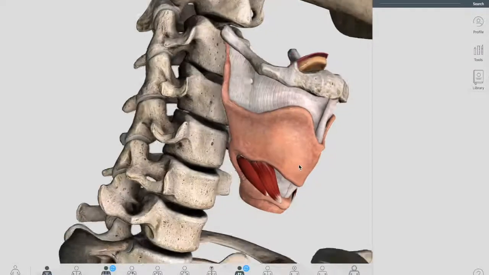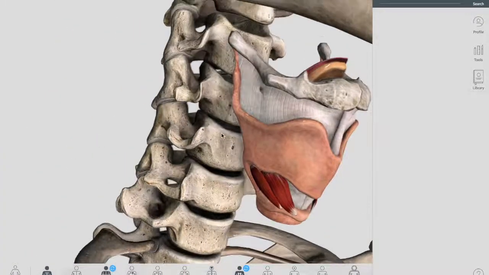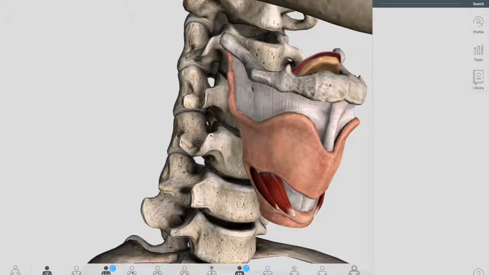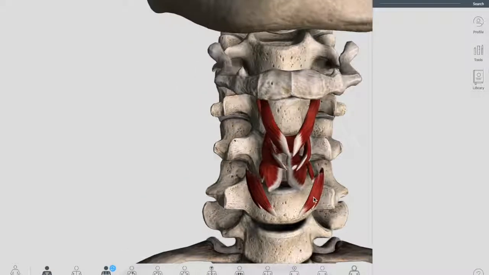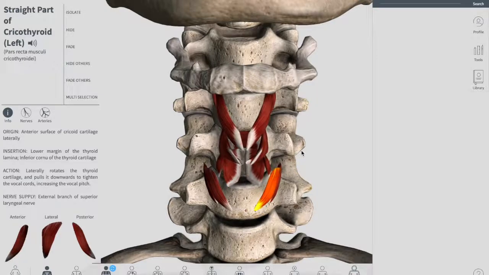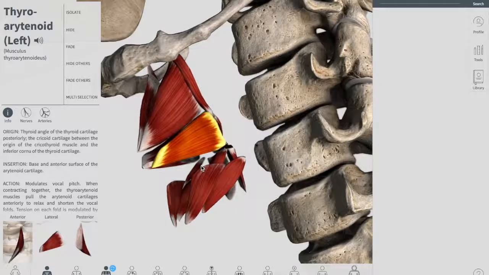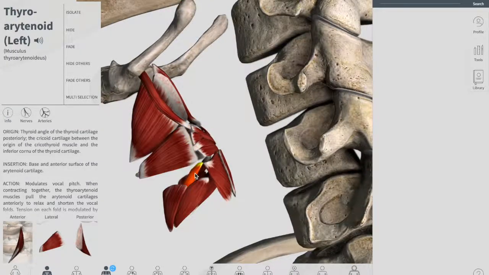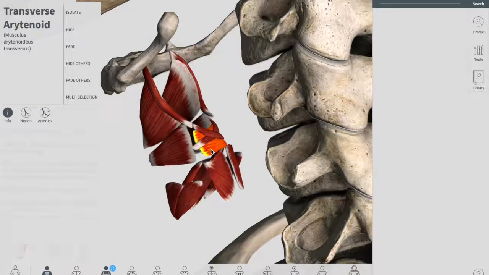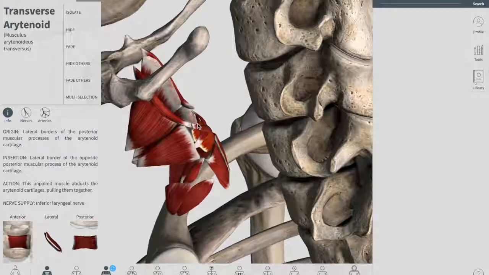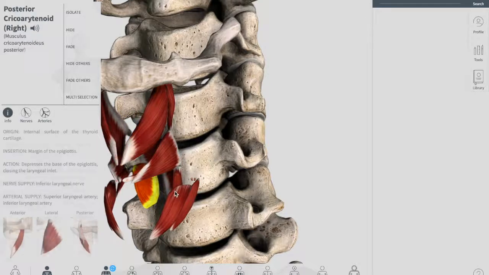First, we'll talk about the cricothyroid muscle. Let me first remove the whole larynx, so I can show you the muscle. So these are all the muscles, right? We are going to talk about the cricothyroid. This is the lateral one, this is the posterior one, and this is the transverse.